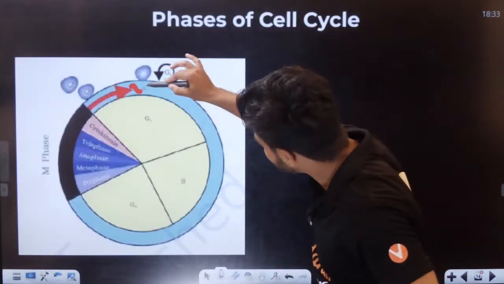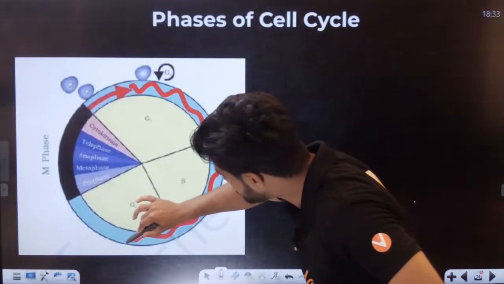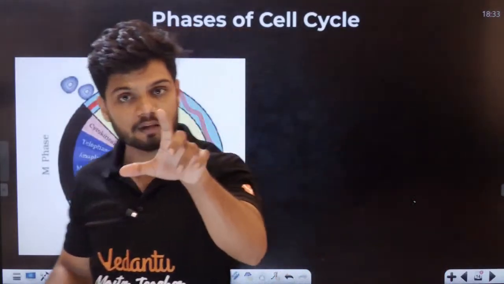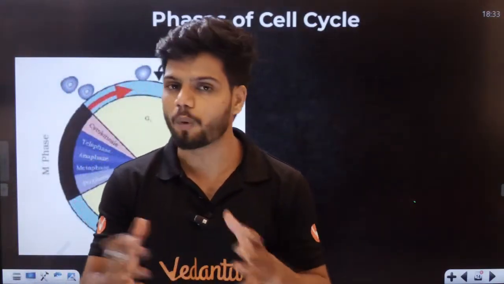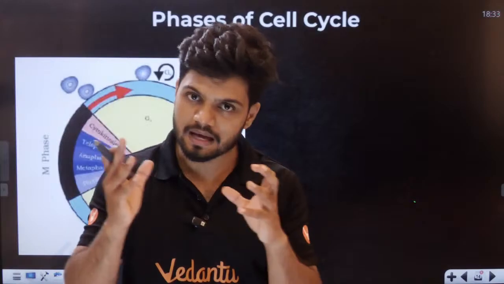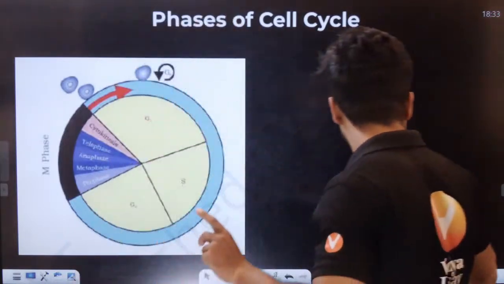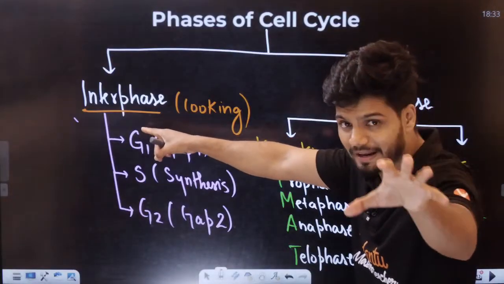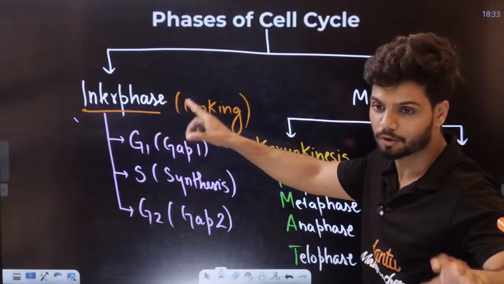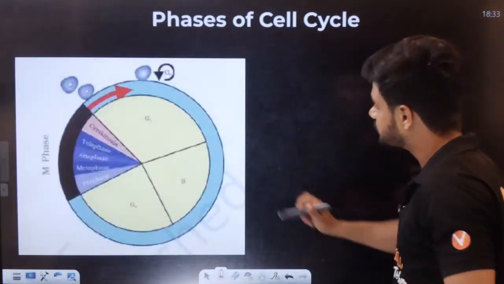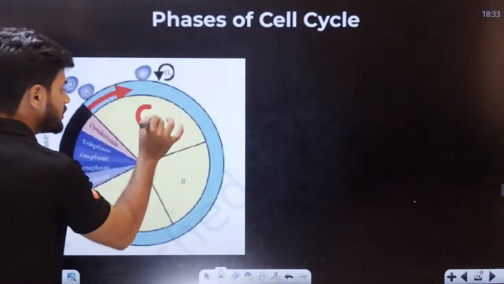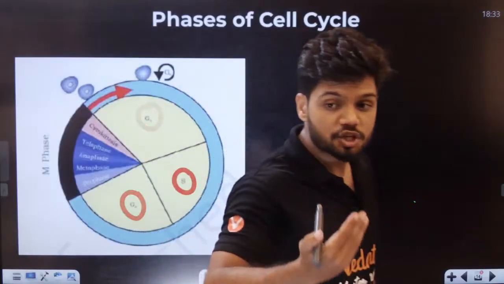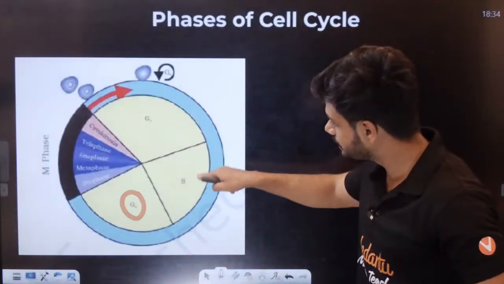Okay, now this entire thing is called interface. Students, I told you interface is very long. For example, you are right now preparing for the exam. You might be preparing for 1 year, 2 years, 3 years, 4 years, but the examination is for only one day. All of you right now are in interface. You're cooking basically here. That is your interface right now. It is divided into G1, S, G2. You can see here, G1, S, G2.